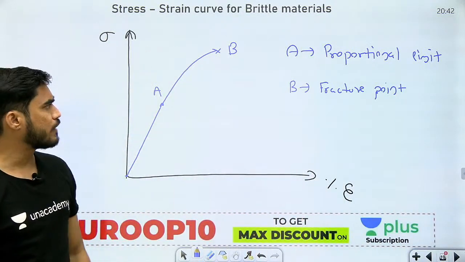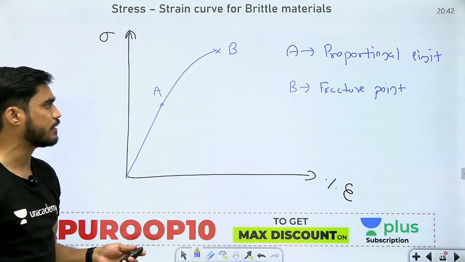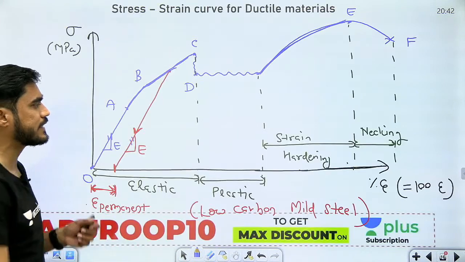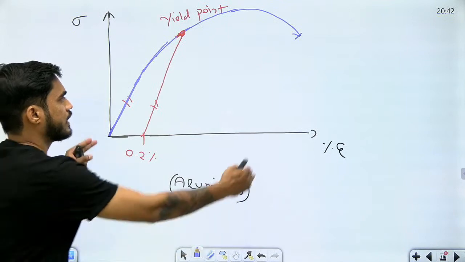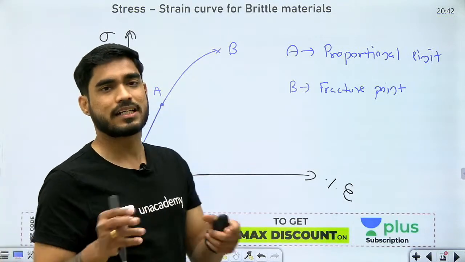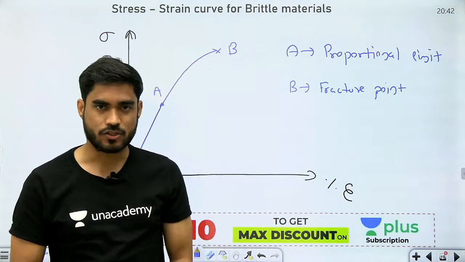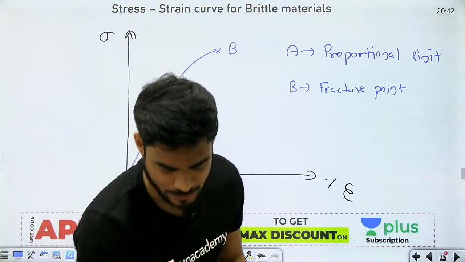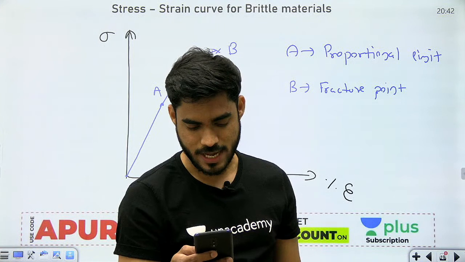Very simple, and you can see the total strain is very small compared to ductile material. Ductile material में देखो कितना strain मिल रहा है. We are getting this much strain. And in case of brittle material, it is negligible. So that is the difference between ductile and brittle material. So do you understand the stress strain curve of brittle material? Yes.